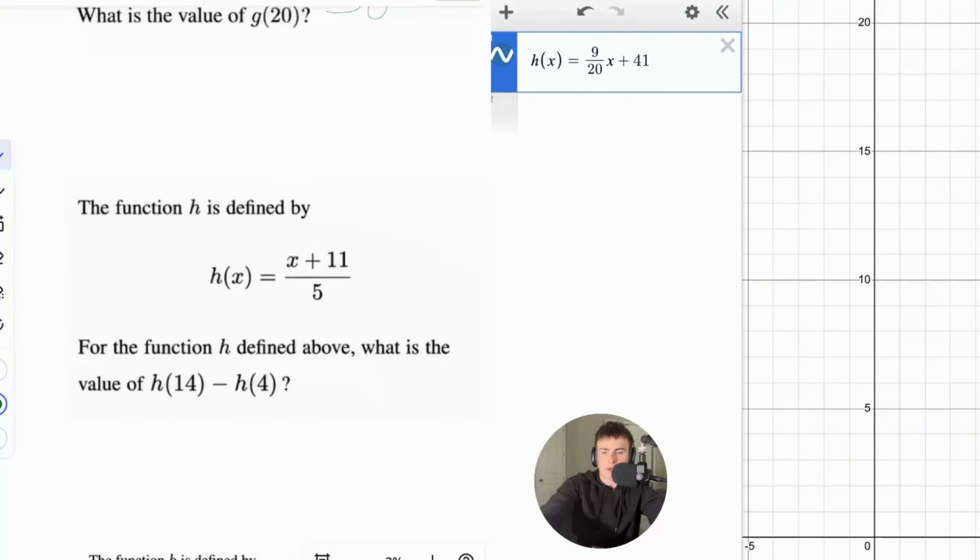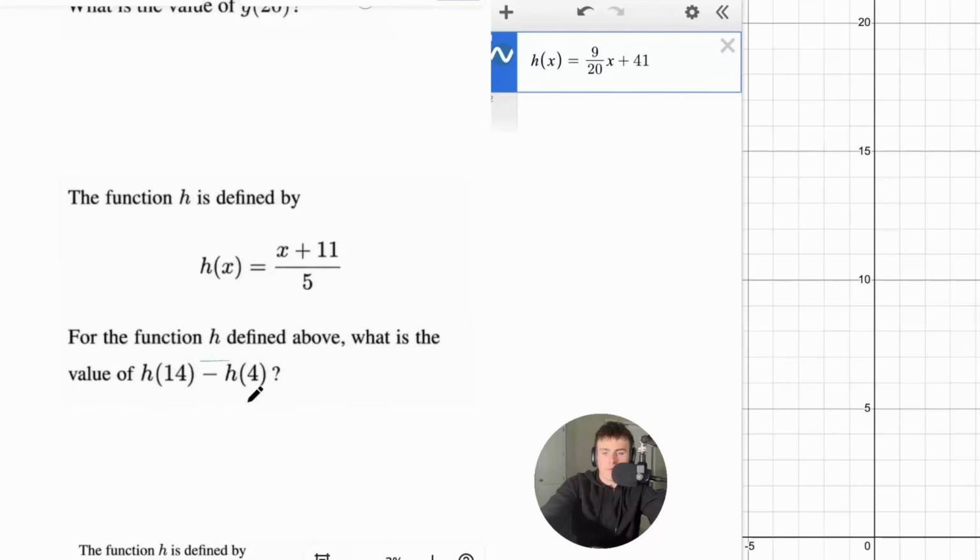Now, next one, it says the function h is defined by this equation. For the function h defined above, what's the value of this thing right here?